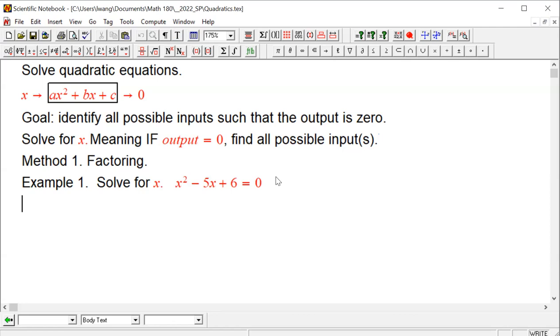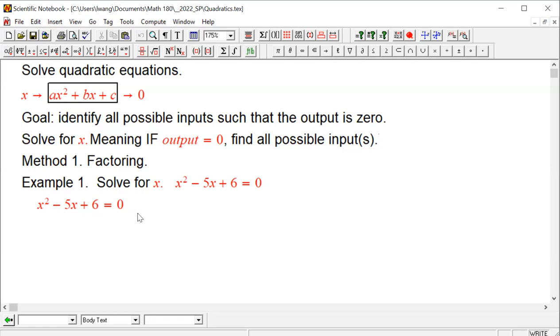If we use the factoring method, we have two major steps. First, you have to check that one side of the equation is 0, the output is 0. But what if it's not 0? If it's not 0, you're going to make it 0. We're going to see an example very soon. So we have a 0 on one side, and then we just go ahead and factor.